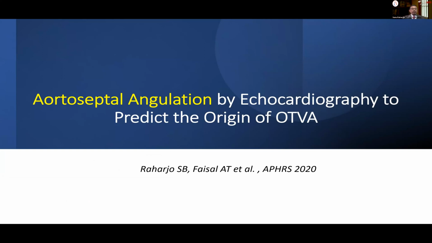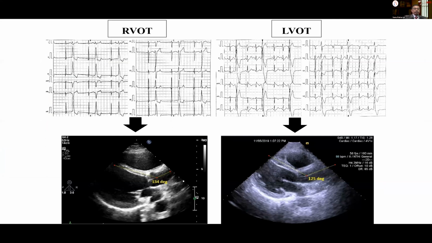And this is the way we do it. If you take the echo from the parasternal long axis view, you can measure this angle between the septum and the aorta. We tried several cases: if we have the right ventricular outflow tract, the angle is steeper. But when we have the PVC from the LVOT, it seems that the angle is smaller.